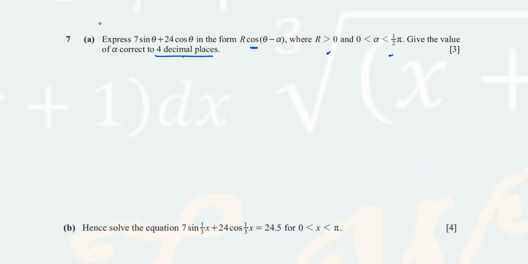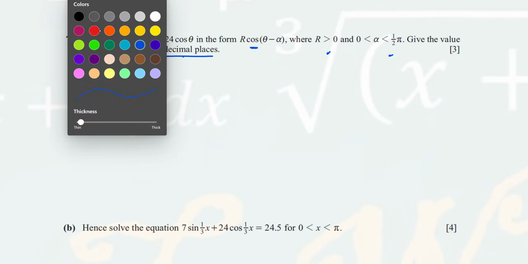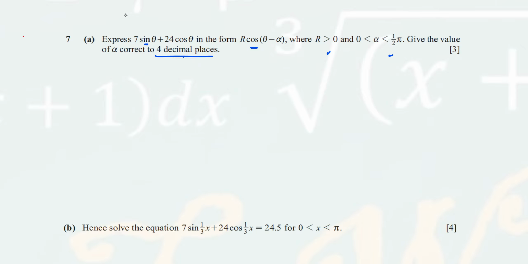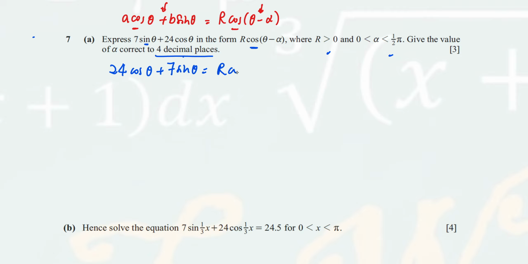Okay, so look at here, this is cos, but the first one is sine. For your information, if you need to get cos, it should be a cos theta plus b sine theta. Then it will be r cos(theta minus alpha). When it is cos, the first one must be cos, and this is minus, then the other side must be plus. Okay, that's the rule for the cos. So which means now I need to rearrange. So I will write 24 cos theta plus 7 sine theta equals r cos(theta minus alpha).